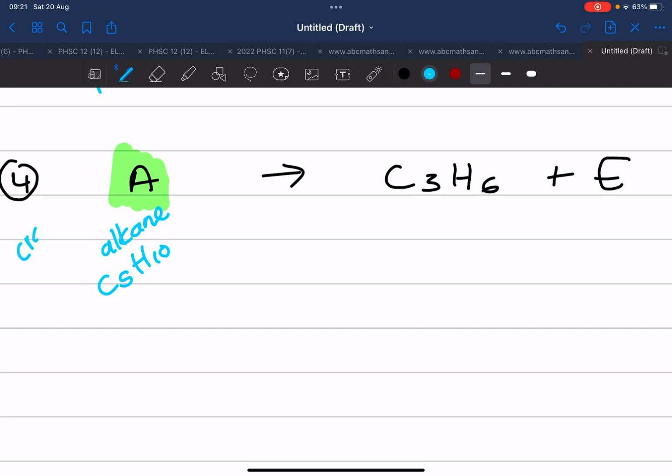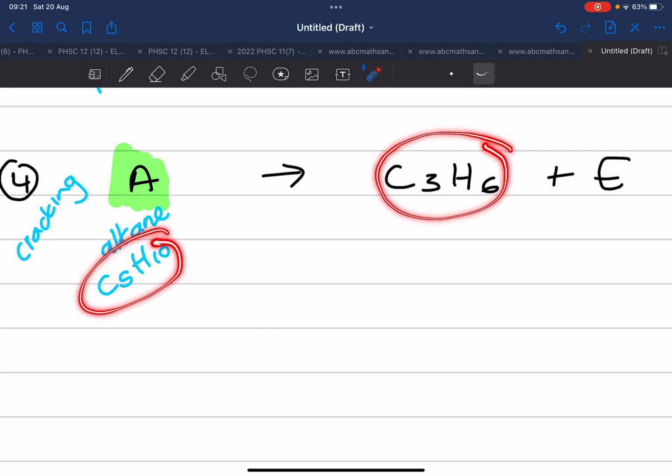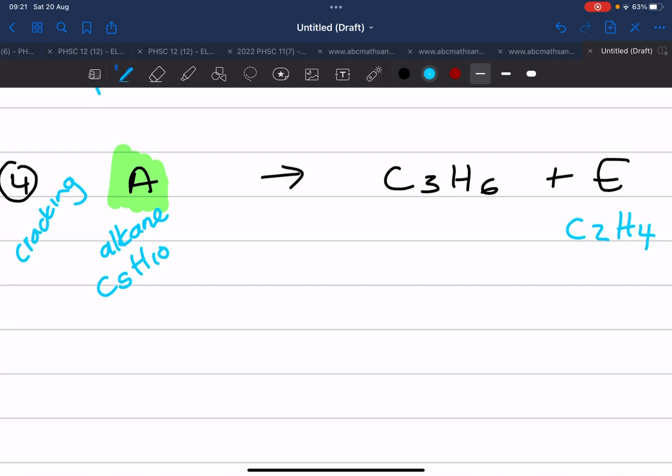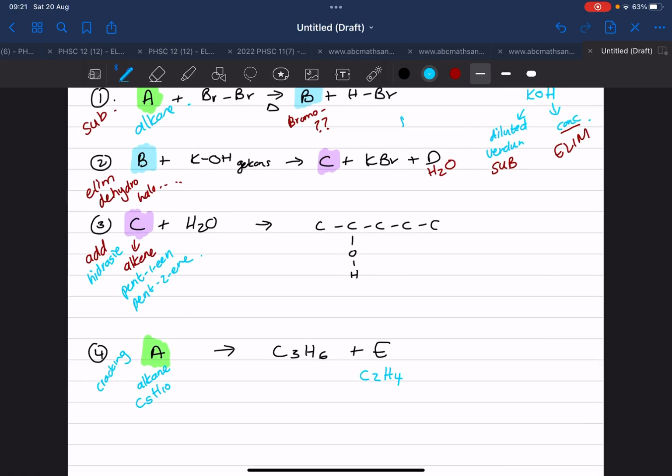So this is a cracking reaction. Dan sien jy nou, hy was so, and this is 3 carbons and 6 hydrogens. So what do we have left? We have left 2 carbons and 4 hydrogens. Okay, goed. Hierdie het ek nou nog net ontleed.